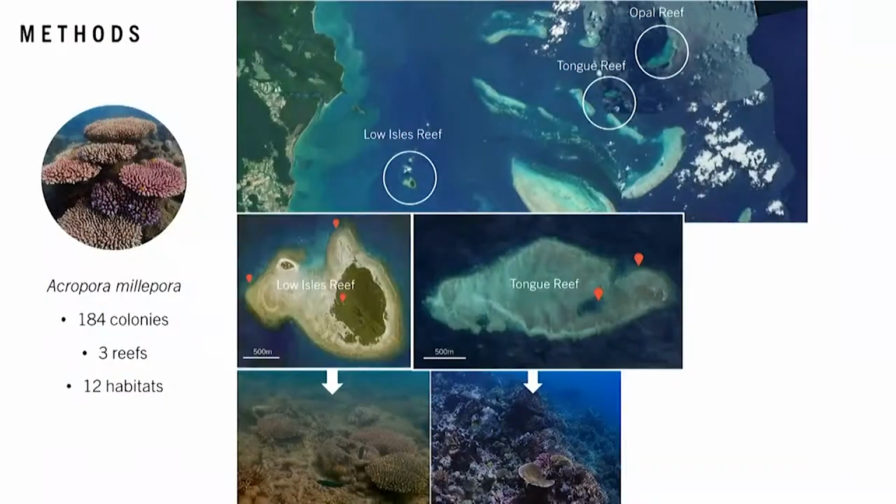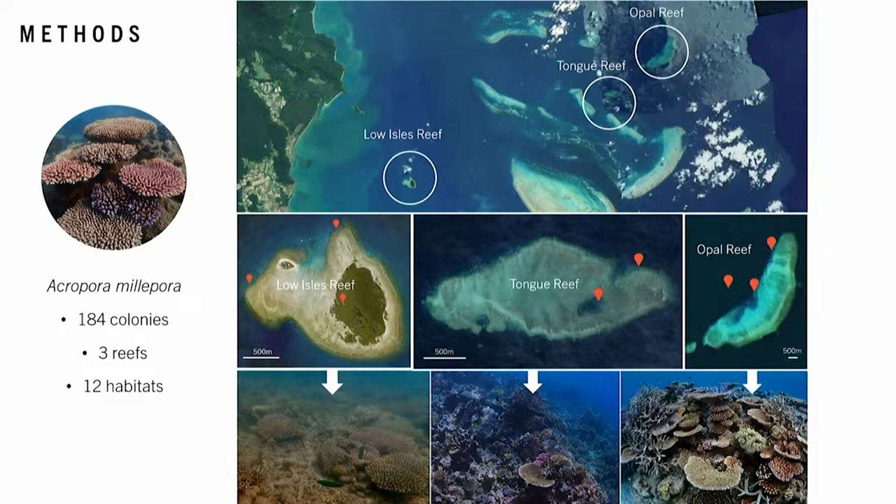Next, we have Tongue Reef. It's a large mid-shelf reef, which is characterized by high summer maximum temperatures and more moderate temperature fluctuations. And lastly, we have Opal Reef, an offshore reef which is characterized by more stable annual temperatures, most likely due to support from oceanic influence due to its outer shelf location.